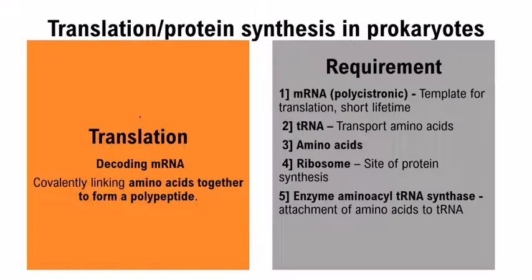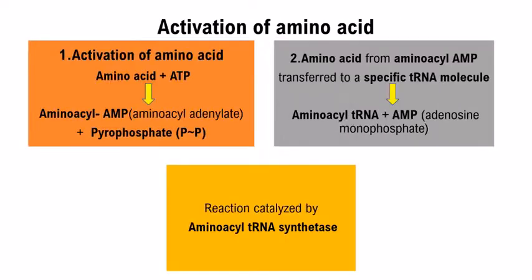With these important components, some other important resources that participate in the translation mechanism include energy sources, such as GTP, elongation factors, and the release factors. The first step in the translation mechanism is activation of amino acid, which is brought about by the enzyme amino acid tRNA synthetase. Activation of amino acid is carried out with the help of an energy source that is called ATP.